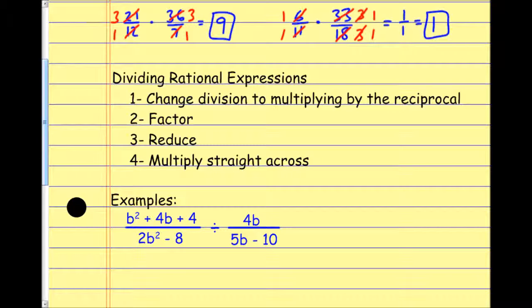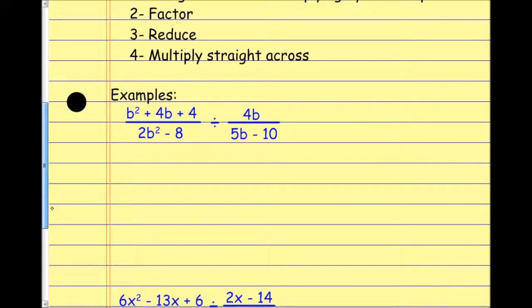Okay? So really the key step here is to change division to multiplying by the reciprocal. And then from there, it's the same basic steps we've been doing. We factor, we reduce, we multiply straight across. Okay? For example, if I look at something like this guy, my first step is going to be immediately to change this to multiplying by the reciprocal. So this first fraction stays the same. I change the second fraction. Instead of dividing, I'm going to change it to multiplication. And I just flip this second fraction. I change it to multiplying by the reciprocal.